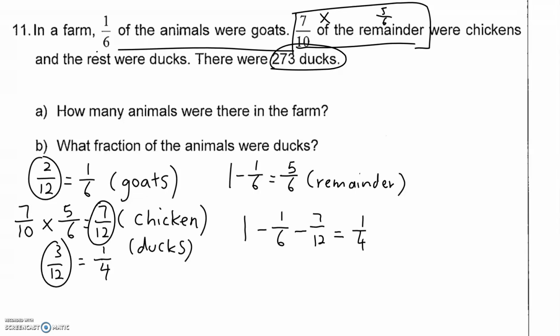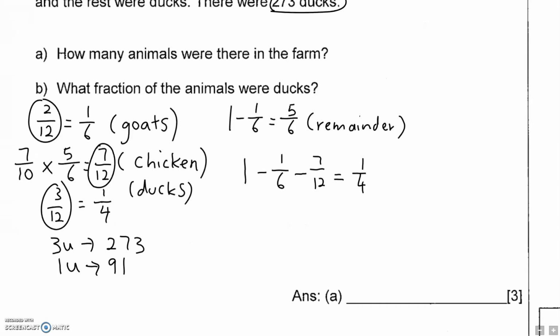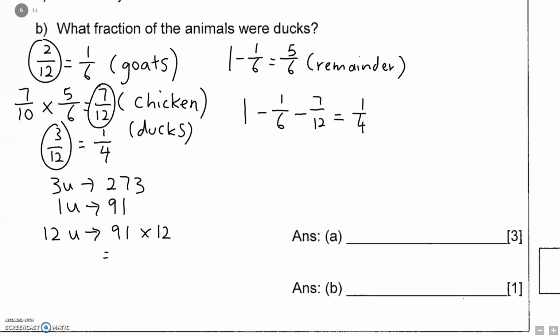Okay, now you know the duck is now 3 units. So this 3 units is 273 ducks. Our job is to find for 1 unit all the time, which gives you 91. Question is asking how many animals were there in the farm. Animals are made up of 12 total units. That's why we change everything into 12 as a common denominator. Use your calculator to figure out the answer. 1080 is the final answer.